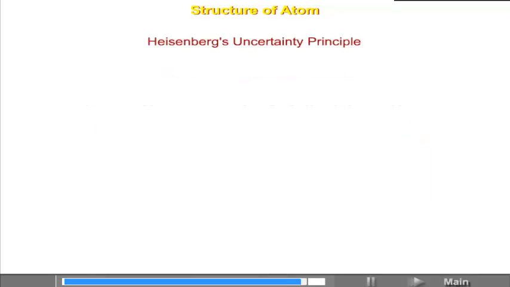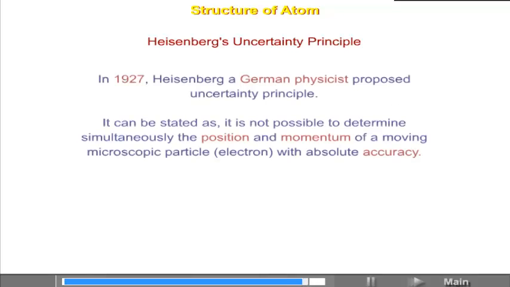Heisenberg's uncertainty principle. In 1927, Heisenberg, a German physicist, proposed the uncertainty principle. It can be stated as: it is not possible to determine simultaneously the position and momentum of a moving microscopic particle, that is an electron, with absolute accuracy.